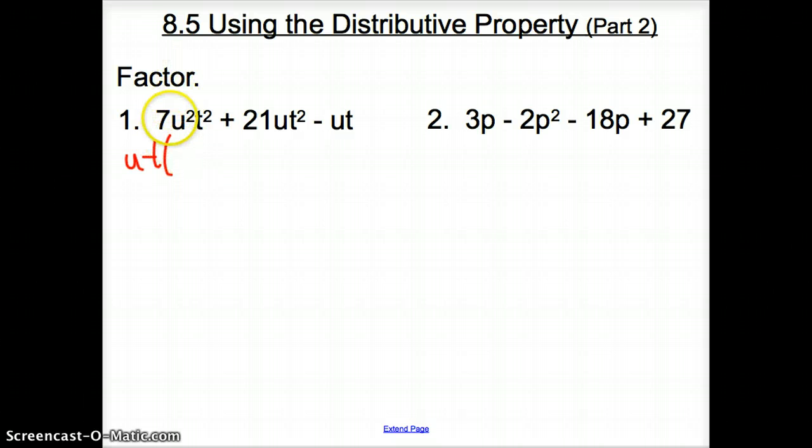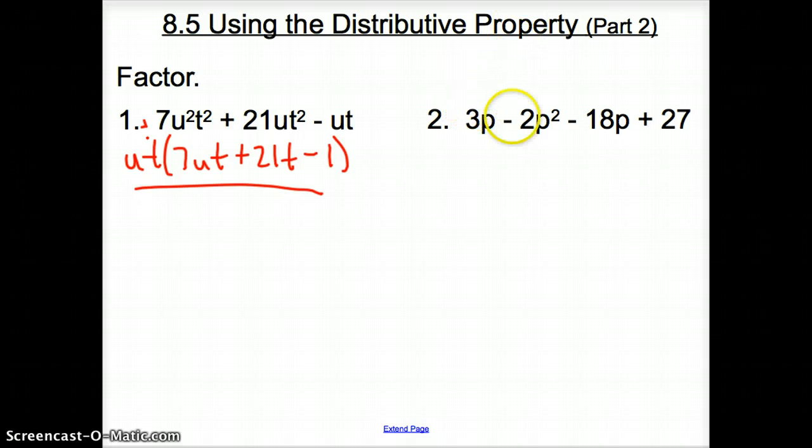Now, remember, when you are factoring out, it's like we are dividing out that u and t. So I'm going to bring down the 7. U squared divided by u is just 1u. T squared divided by t is just 1t. Bring down my plus sign. 21 I get to bring down. U divided by u is 1, I'm not going to put that down. T squared divided by t is just t. Bring down my minus. Ut divided by ut is just 1. And so now here is your solution for number 1.